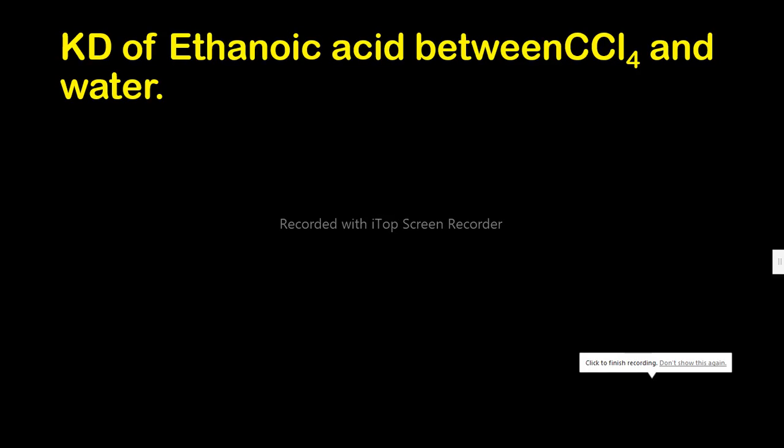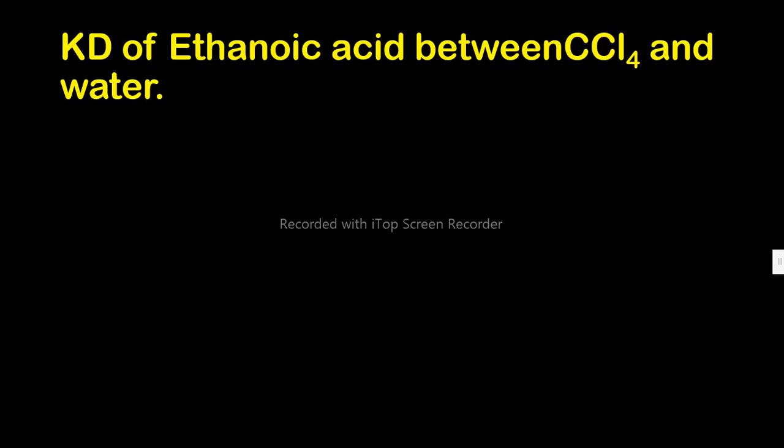About physical equilibria, and to be specific, we are on partition coefficient, or you can call it distribution coefficient. Yesterday we saw how we can determine the partition coefficient, Kd, of ammonia between the aqueous layer and the trichloromethane layer, the organic layer. And we did some good calculations, and I hope you enjoyed them.